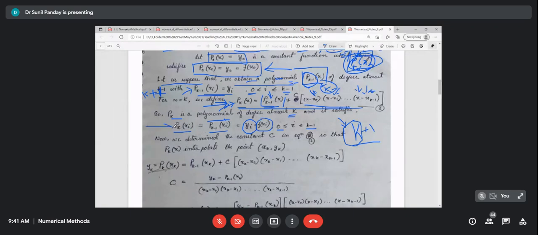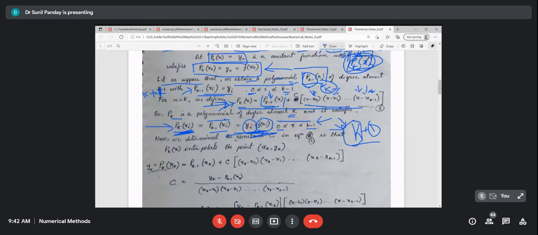So p_k(x) is also a polynomial which fits these k data points. From this equation we can say that p_k(x) is also fitting these k data points, because i goes from 0 to k minus 1, and we see that the p_k(x) polynomial also satisfies the interpolating condition.